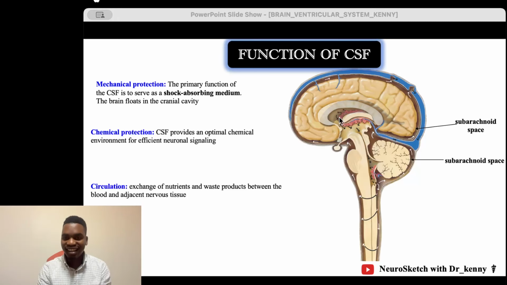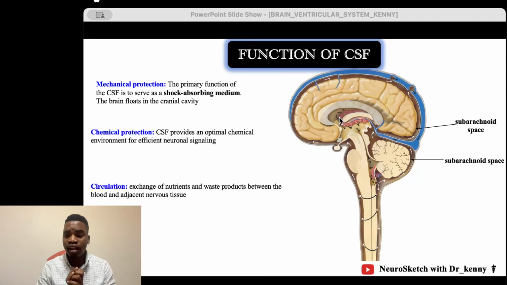An average person like you and I, our brains weigh about 1.3 to 1.4 kgs. But with the presence of the cerebrospinal fluid, the weight of the brain drops to 150 grams. So from 1.3 to 1.4 kg to 150 grams. That's the help of the cerebrospinal fluid. So it provides buoyancy, and the brain floats within the skull by the aid of the cerebrospinal fluid.